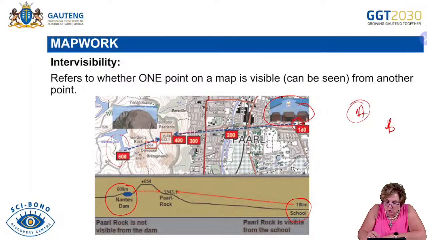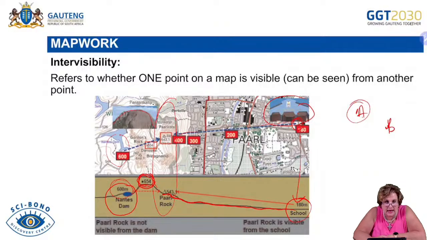Now if you take your cross section, you will see there's the school. I go up and up and up. Then I reach this point where the Pole Rock is, and that's how Pole Rock looks. Pole Rock is 543 meters above sea level. Then we go a bit higher to spot height 654, where it seems at that point it's 754 meters above sea level. Then we drop because the dam is at 600.